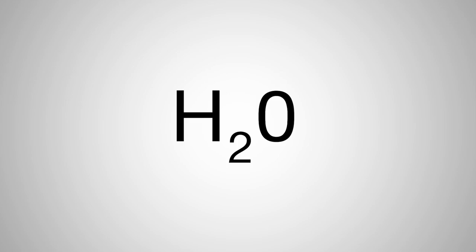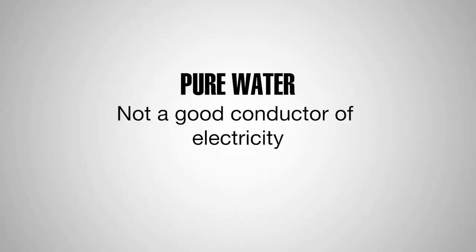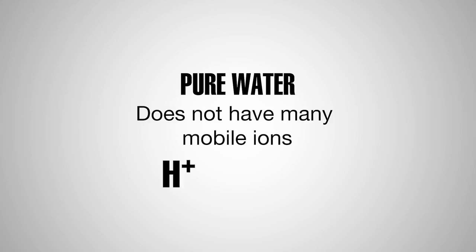Each molecule of water has the chemical formula H2O, and pure water dissociates to a tiny degree into hydrogen ions, or H+, and hydroxyl ions, OH-. Because the degree of dissociation is so tiny, you may be surprised to know that the resistivity of pure water is extremely high. In other words, pure water is actually not a good conductor of electricity because it doesn't have many mobile ions, i.e. hydrogen and hydroxyl ions, to act as charge carriers when an electric field is applied.